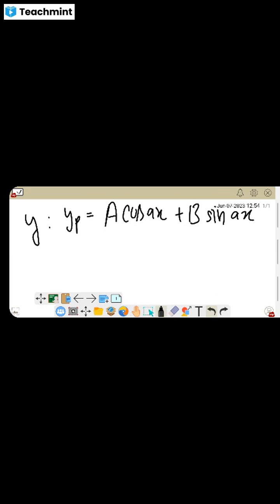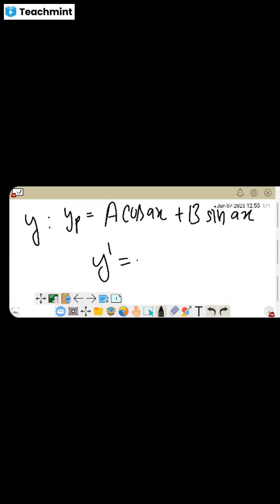y is the same as previous: a cos ax plus b sin ax. Then we take it as y, because we are using it for PI. That is why we do this by using this p. So now let us find y dash. Then we differentiate it.